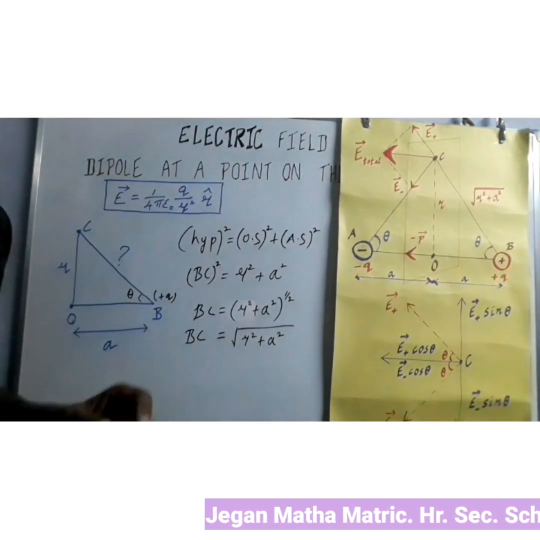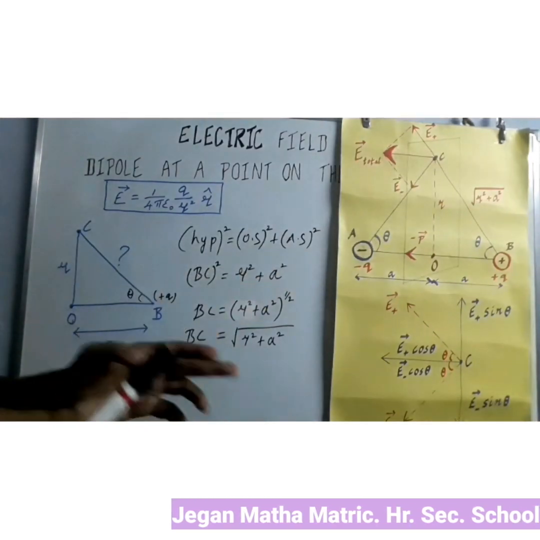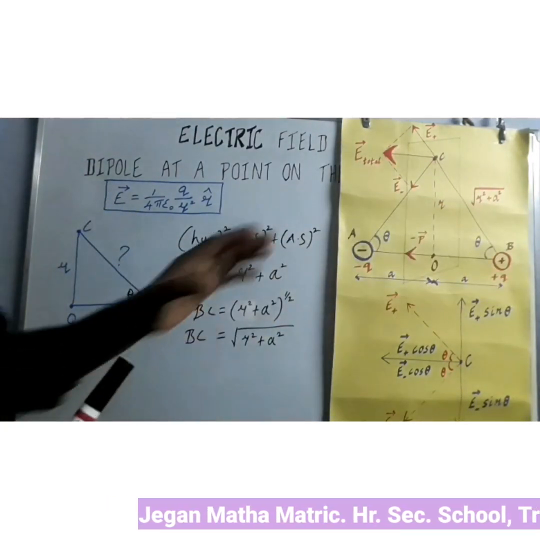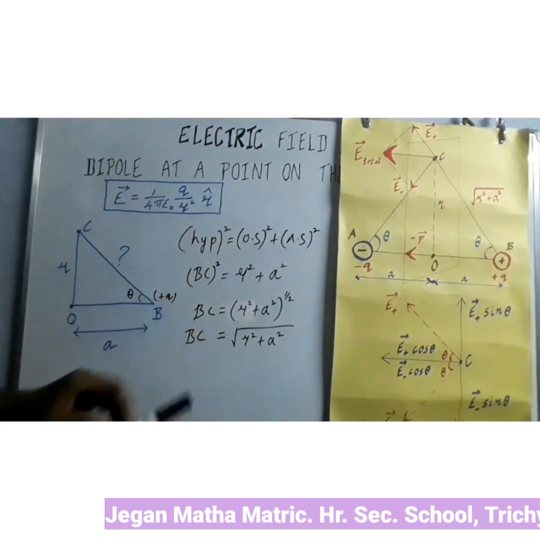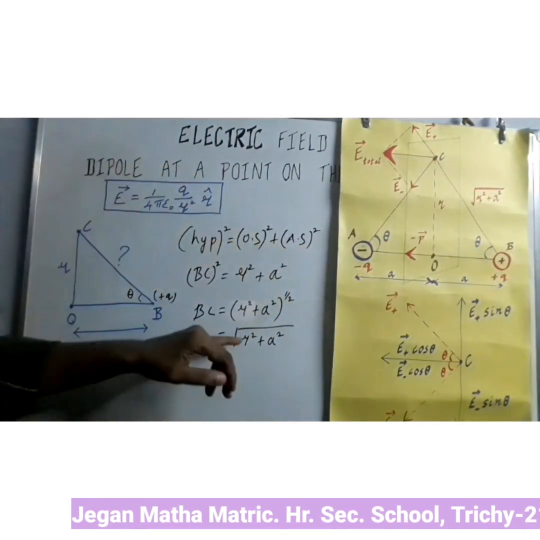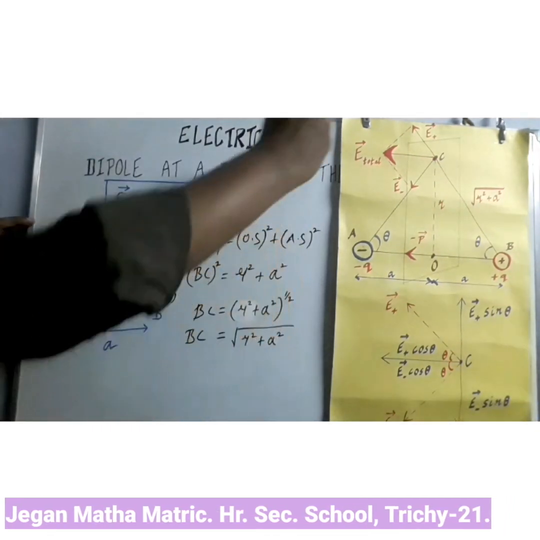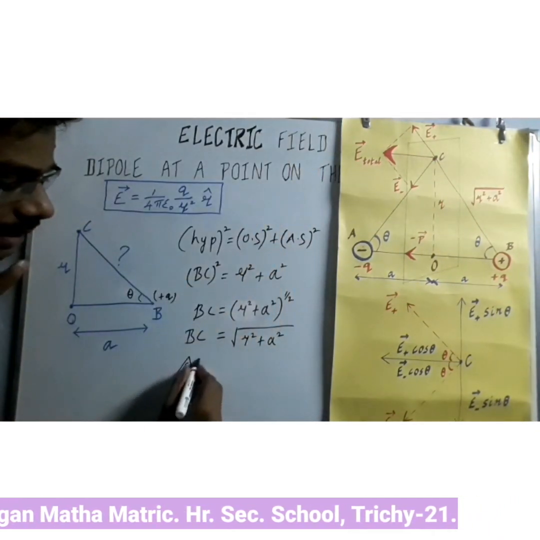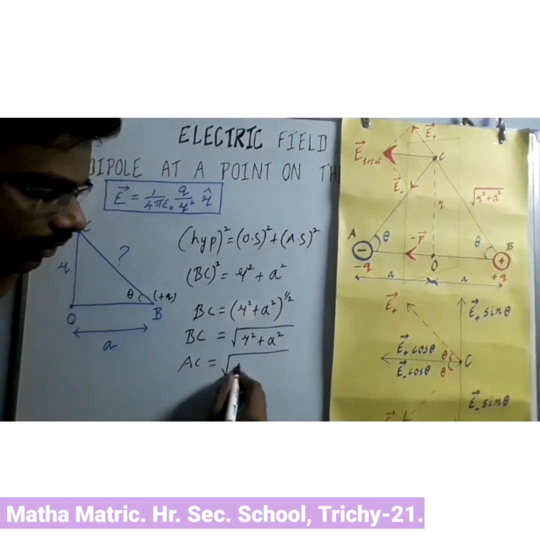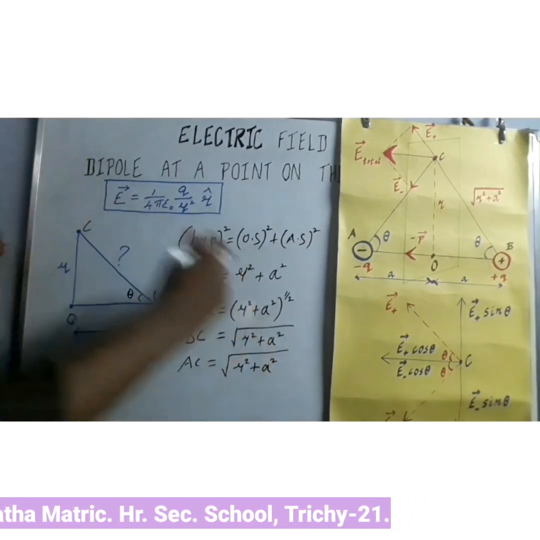As I have told already, point C is placed at the same distance from the negative charge as well as the positive charge. Here we get the expression for the distance between the positive charge and point C, that is BC, equal to root of r square plus a square. Then the distance between the negative charge and the point C, that is AC, is also equal to root of r square plus a square. They both are the same.